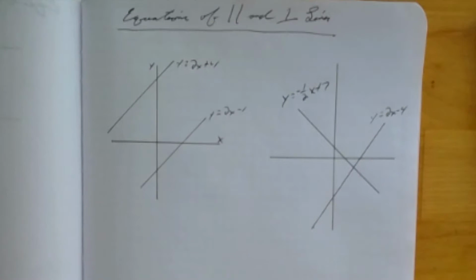Here we're going to be taking a look at the equations of parallel and perpendicular lines. Now, this was something that you learned back in algebra, but very often people have to remember it.